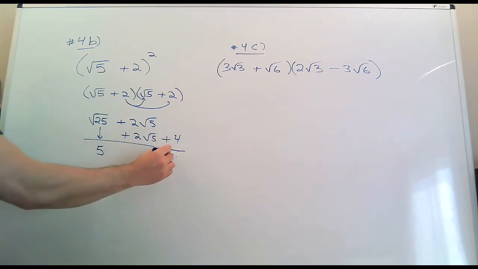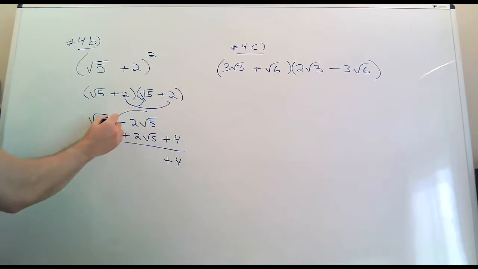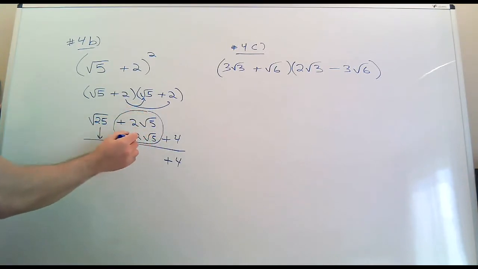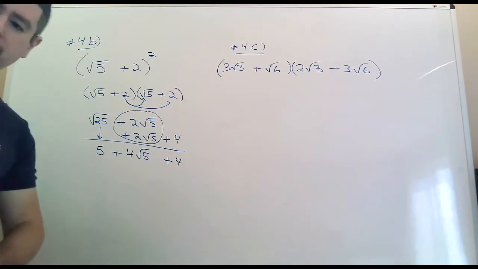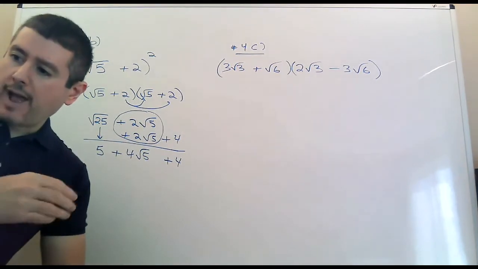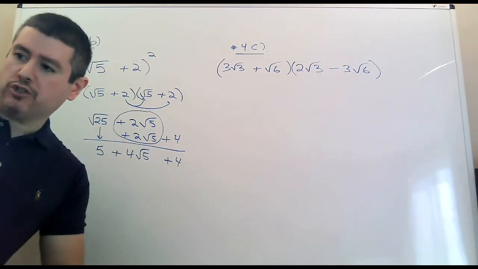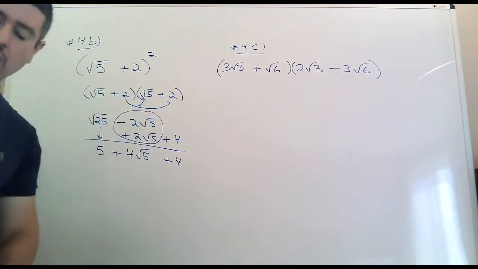The 4 is waiting to hook up with them. You need to combine these together, right? They're like terms. They both have radical 5. Just add the numbers in front of them. Don't make this radical 10. Don't do nothing crazy, right? It stays the same. If you have 2 apples and 2 apples, you have 4 apples. You don't have 4 oranges. You don't have a different thing than what you started with.